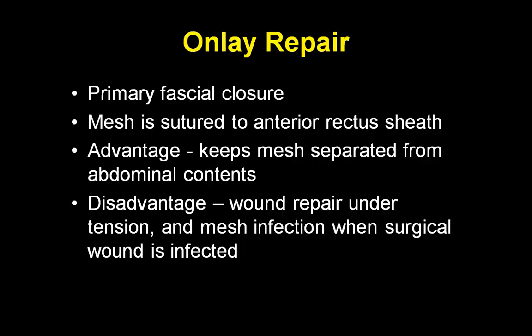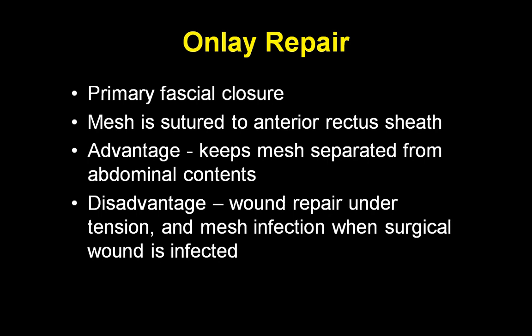Okay, this we have already talked about. Onlay repair, mesh is sutured to the anterior rectus sheath. Advantages: it keeps the mesh separated from the abdominal contents. Disadvantages are wound repair under tension and mesh infection when the surgical wound is infected. But the advantage here is if you have a mesh infection, it can be easily removed. All you have to do is open up the wound just below the subcutaneous tissue. Over the anterior rectus sheath, the mesh is found.